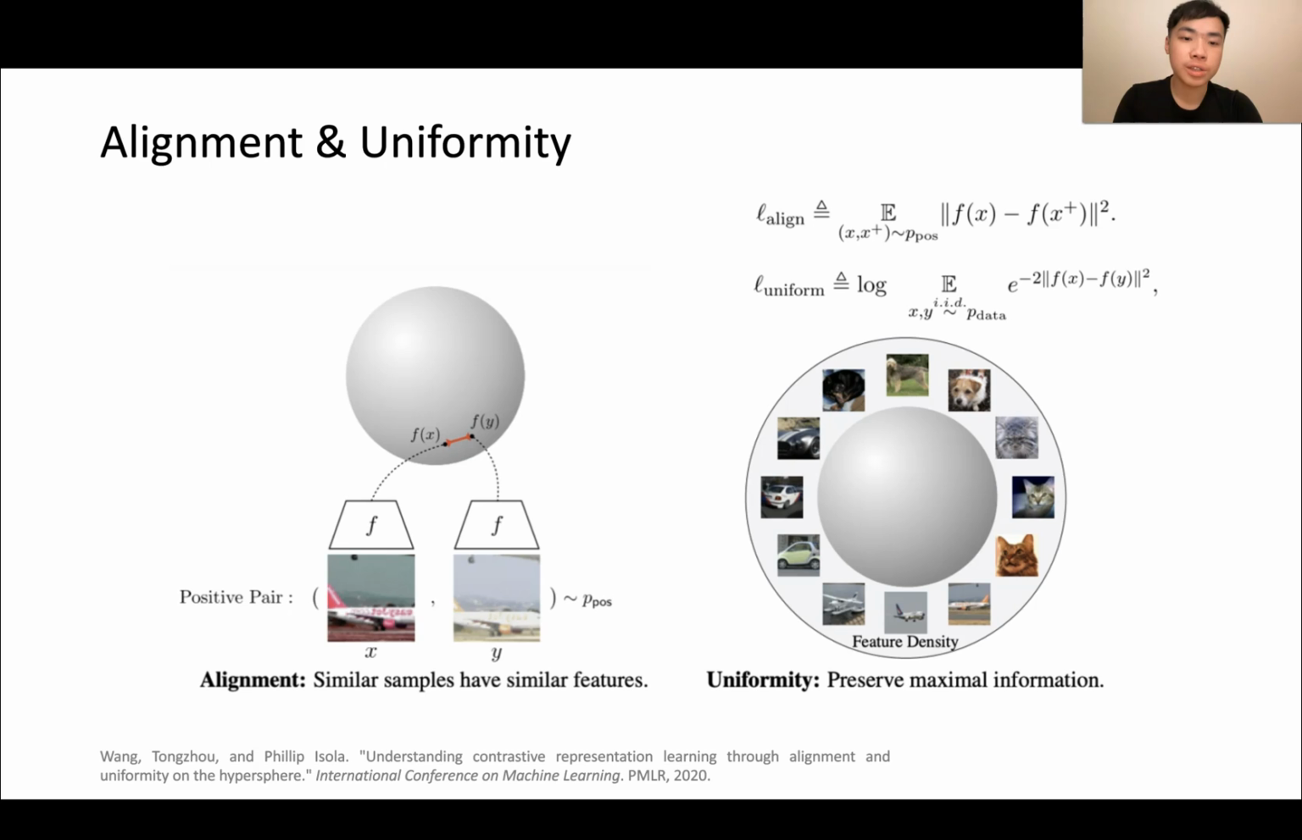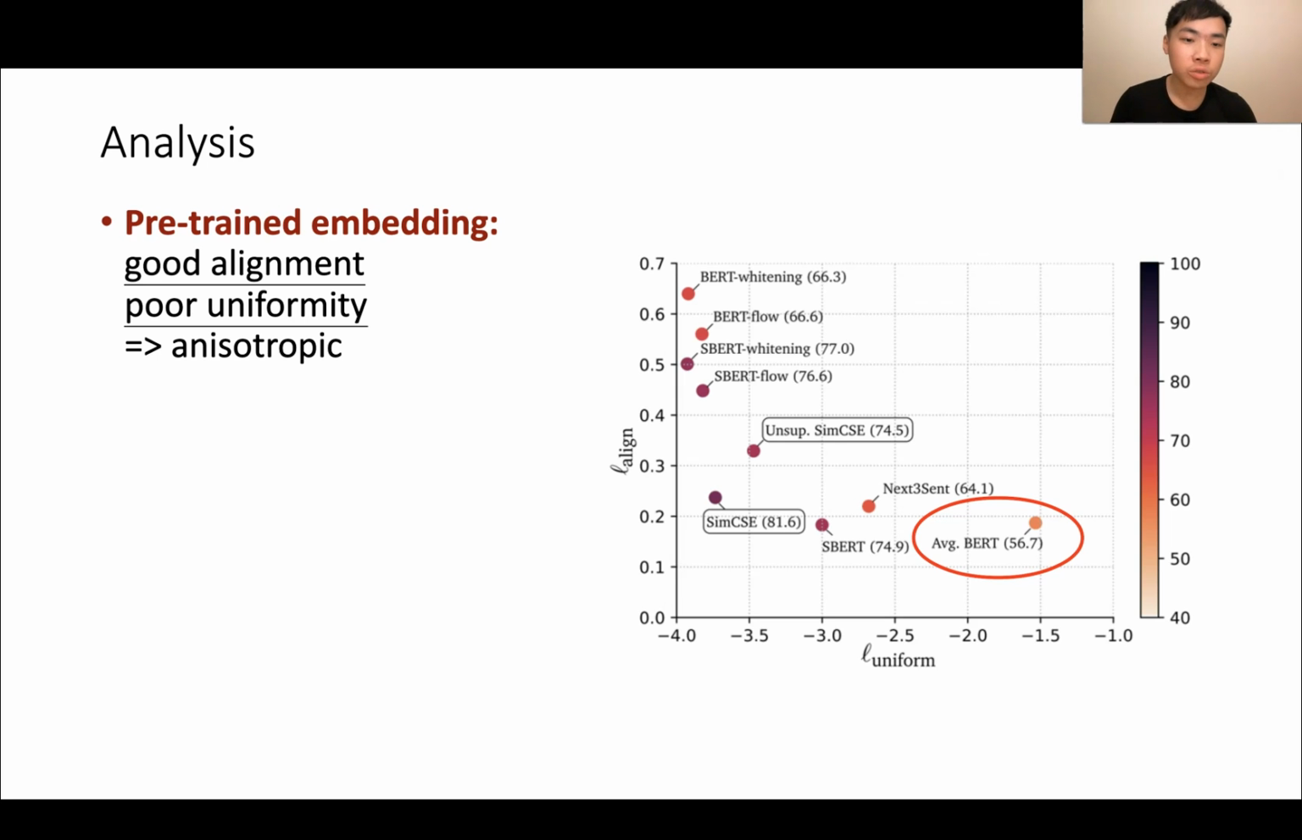The authors of the SimCSE paper also try to evaluate the embedding space and see why SimCSE performs much better than other models. Here they use alignment and uniformity to measure the quality of the embedding space. Alignment means how close the two representations from the positive pairs are aligned together. And uniformity means how well the representations are distributed uniformly in this vector space. They plot the uniformity and alignment in this 2D plot, where the y-axis is alignment and the x-axis is uniformity.